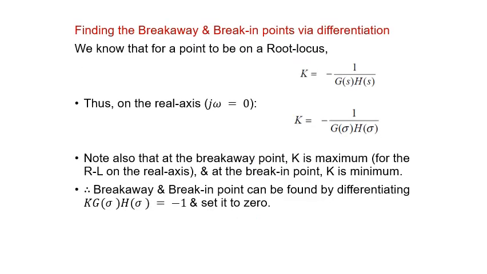To calculate the break-in and breakaway, we are going to calculate K out of the closed loop transfer function. So K is equal to minus 1 over G(S)H(S). From there, we can express it in terms of sigma, because we will calculate for sigma. When you solve this, you will get the equation K times G(sigma) times H(sigma) equal to minus 1. It's just cross multiplication. Rearrange it again to get K.